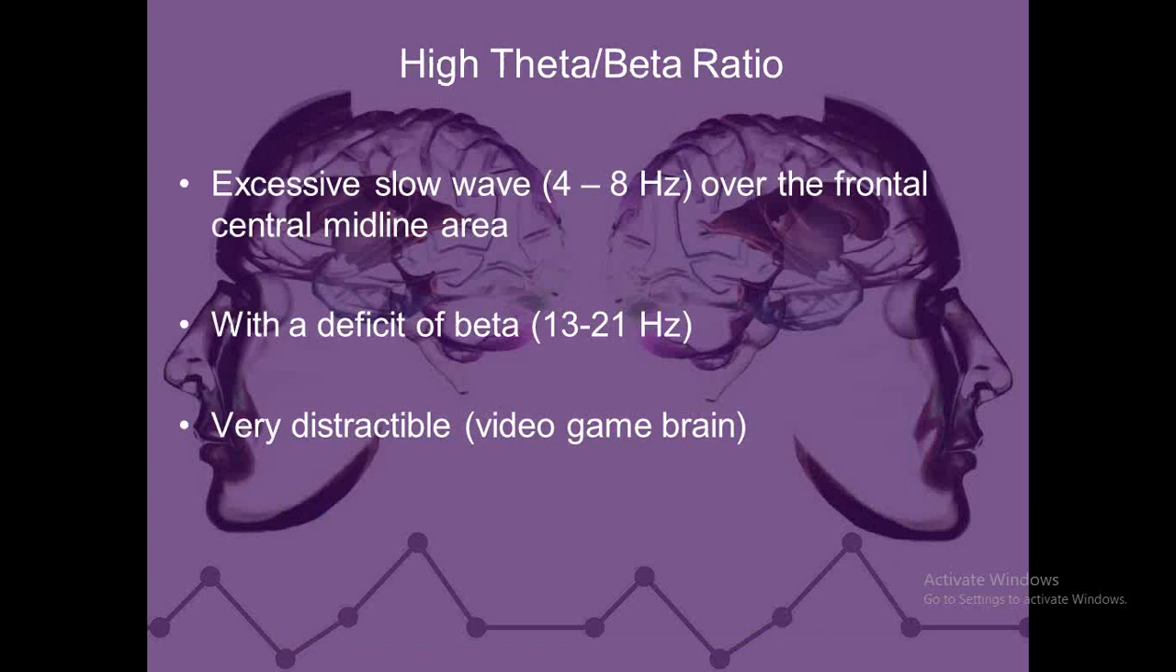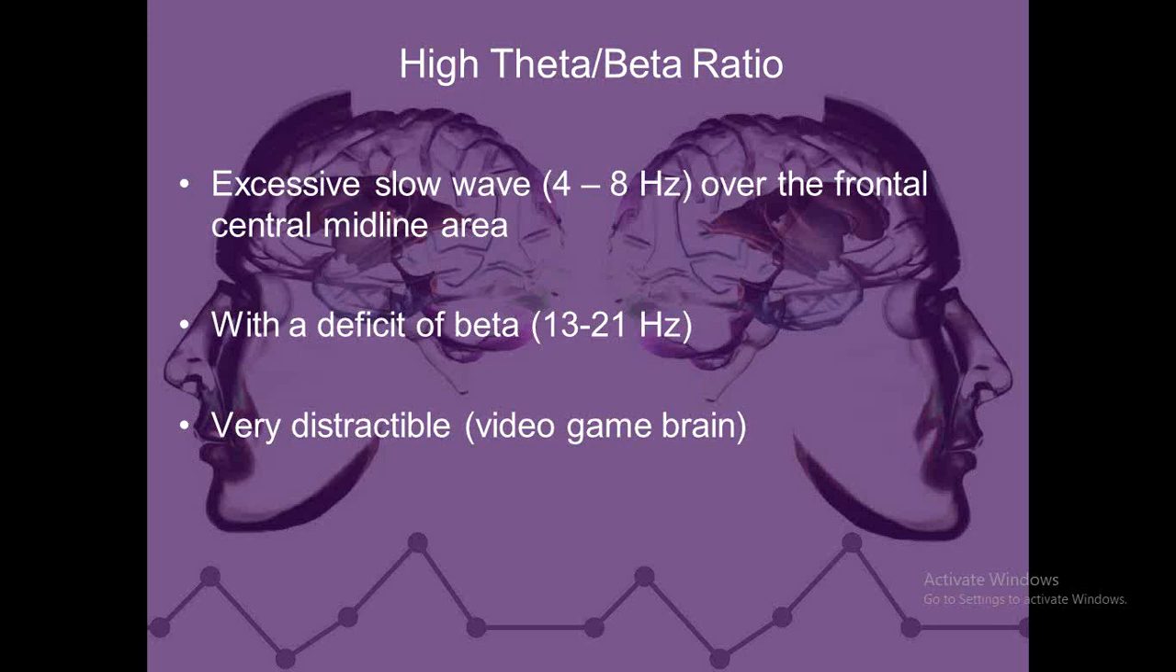I'm not going to spend too much time on this unless somebody wants me to slow down, because you guys know most of this stuff, but I want to give it as a background. And I'm using ADHD because it's generally a diagnosis that can bring in so many of the neurobiomarkers that we'll be looking for, or that we'll come up with when we do EEGs and qEEGs. High theta beta ratio, of course, is a slow wave over the frontal and central midline area with deficits of beta. Very distractible group.